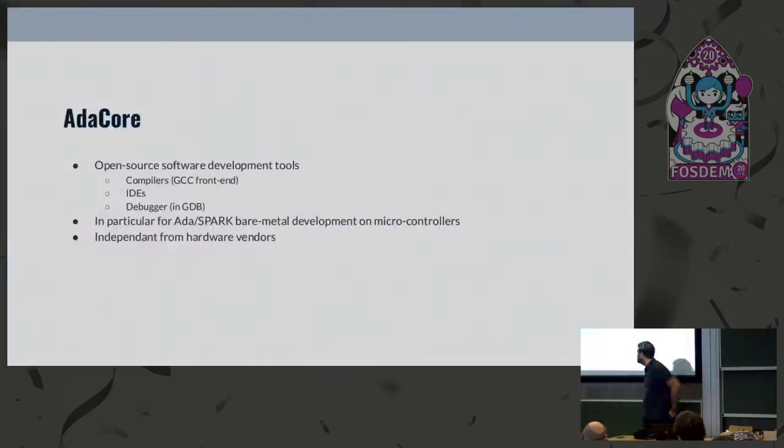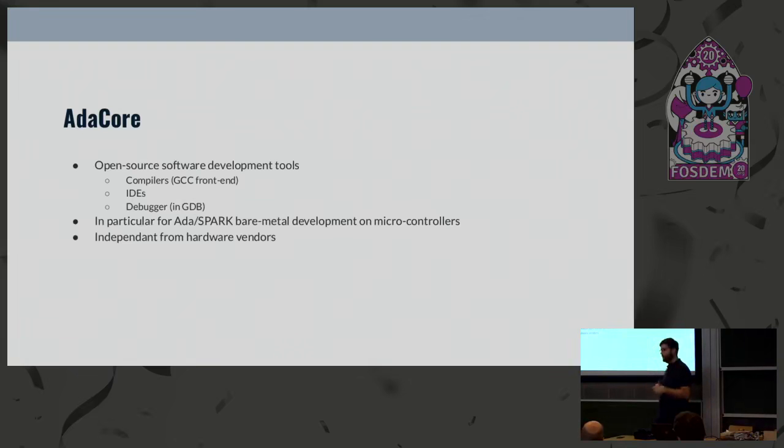So the context is that we work for an open source software company called AdaCore. We do open source software development tools. So we contribute to GCC, GDB. We have IDEs, code coverage analysis, formal verification, so on and so forth. And so in particular for the Ada and SPARK programming languages. And one of the targets and the context that we support for our customers and users is the really bare metal embedded platforms. And so we are independent from any hardware vendors, and you will see why this can be a problem sometimes.